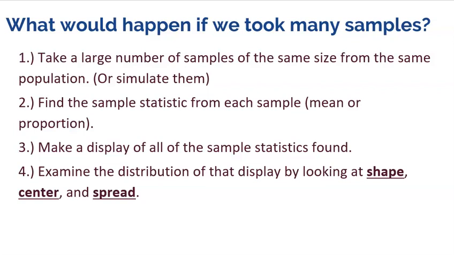So let's just walk through this, right? Well, first, we would have to take a large number of samples of the same size from the same population. If we don't actually do it, we could simulate doing it. Then we would find the sample statistic for each sample, either a mean or a proportion. You cannot do both at the same time.